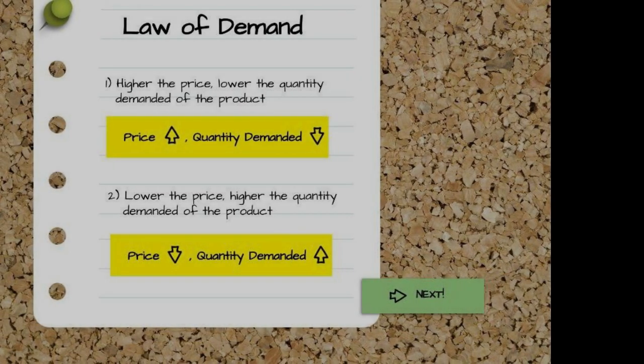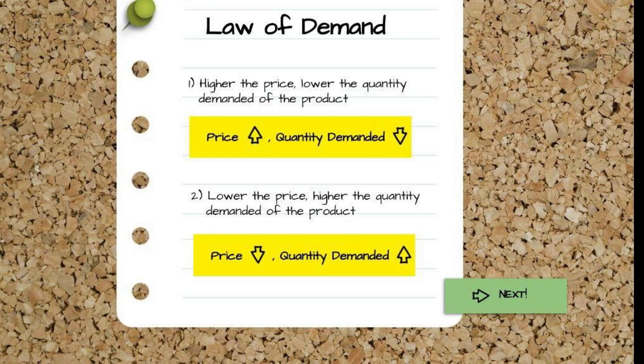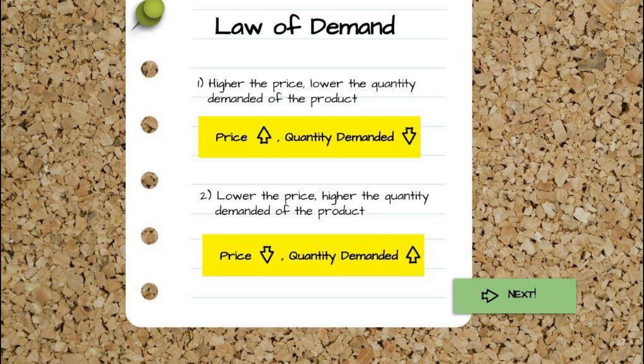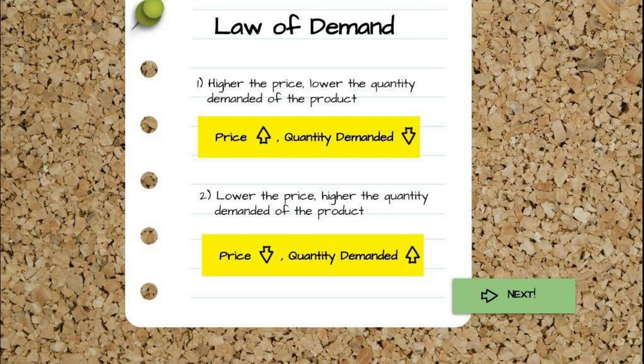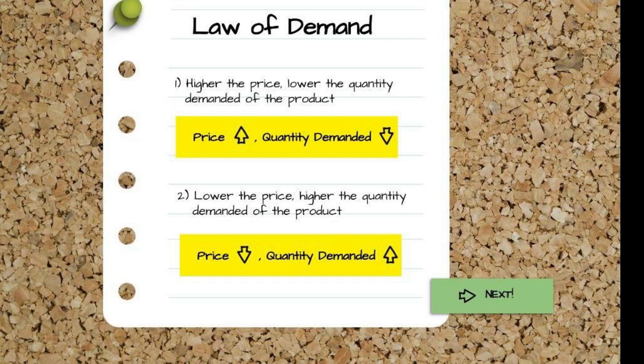Next, I want to tell you about the law of demand. There are two laws of demand. The first law says, when the price of a product is higher, the quantity demanded of the product will be lower. The second law says, when the price of a product is lower, the quantity demanded of the product will be higher.